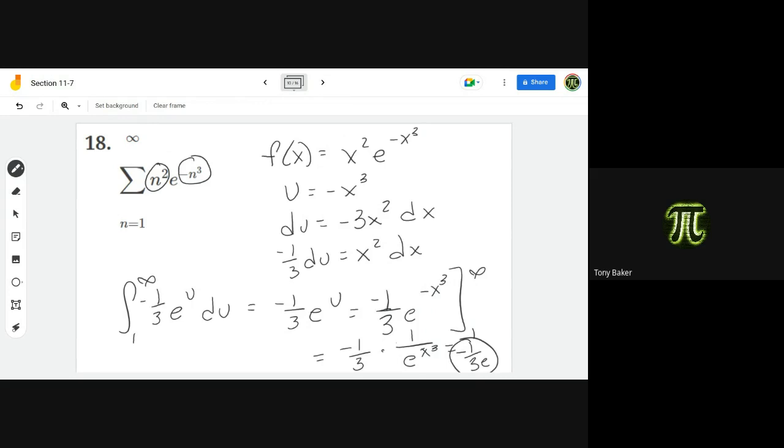So the integral test, as long as it's going to a number, oh, sorry, it's not negative, it's positive because it's minus that. As long as it's going to a number, it's convergent. This is going over to 1 over 3e, which is a specific value. So this series converges. And we use the integral test.